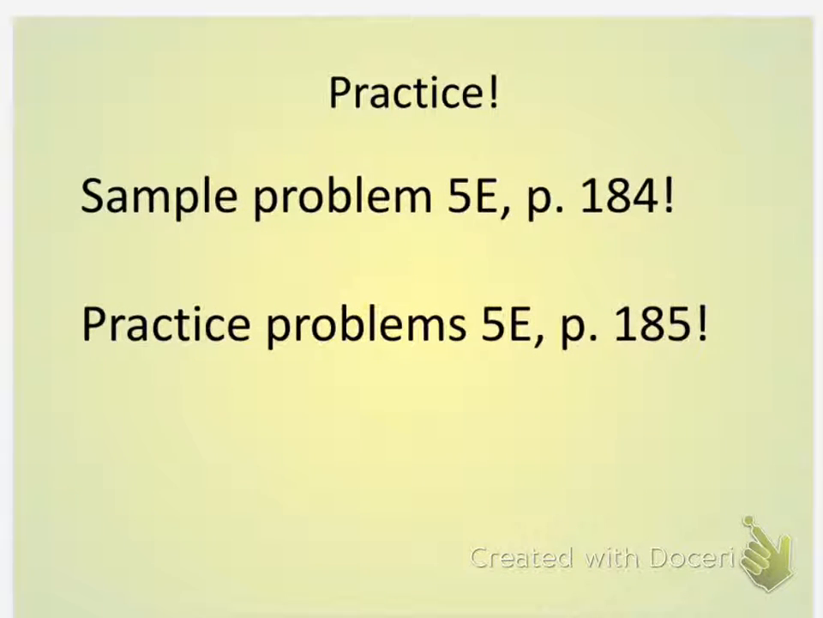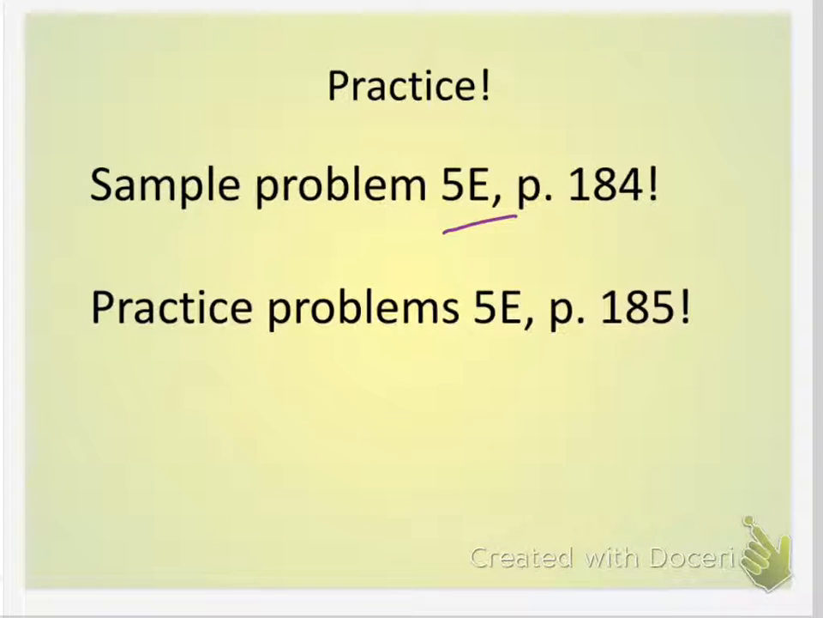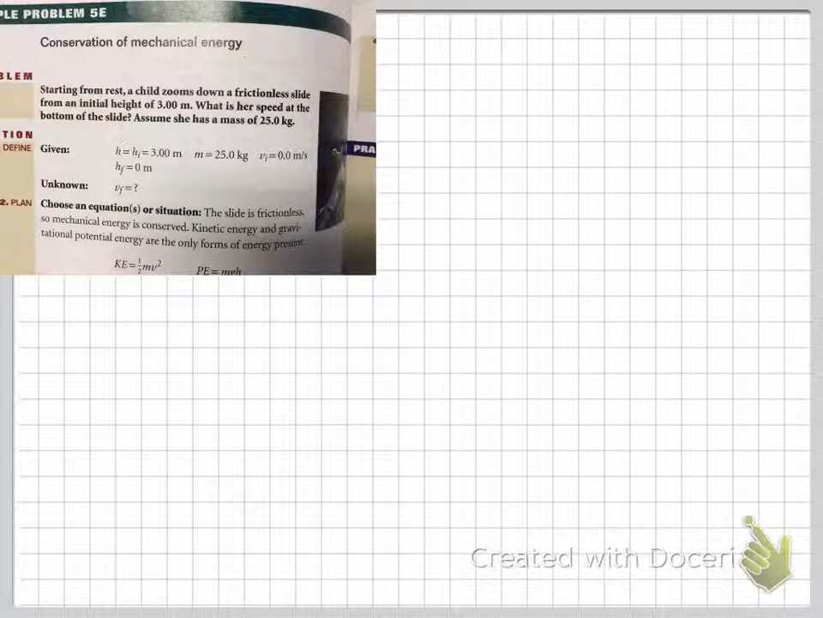And we can do some pretty neat tricks. So we're going to look at sample problem 5E. I'm not sure what page it's on in the new book, but you're going to like these and they're going to anger you. She zooms down the frictionless slide. The slide is 3 meters high. What's her speed at the bottom of the slide? She has a mass of 25 kilograms.